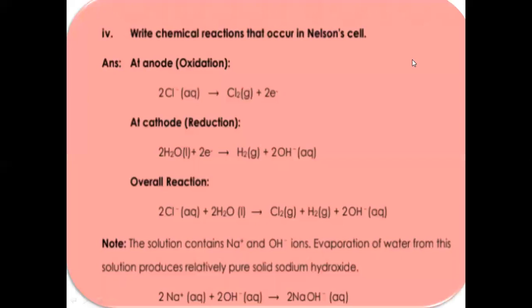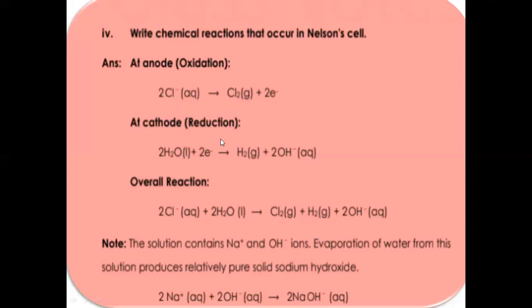Question number 4, write the chemical reaction that occurs in Nelson cell. At anode, I told you oxidation takes place. At cathode, reduction always takes place. So chloride ions are negatively charged ions. They will go toward the positive electrode, which is anode, and at anode, oxidation of chloride ion will take place. Chloride ion loses electrons. One chloride ion loses 1 electron, so for 2 chloride ions, 2 electrons, and will give us chlorine gas. It means that at anode, chlorine gas is produced by oxidation of chloride ion.